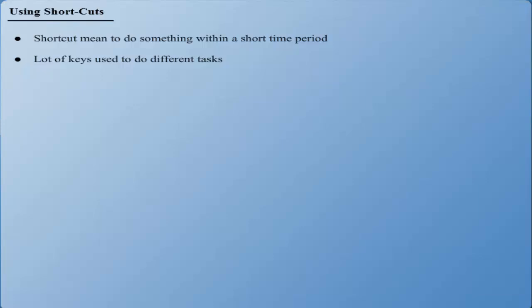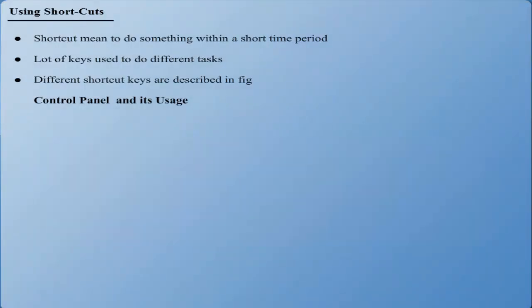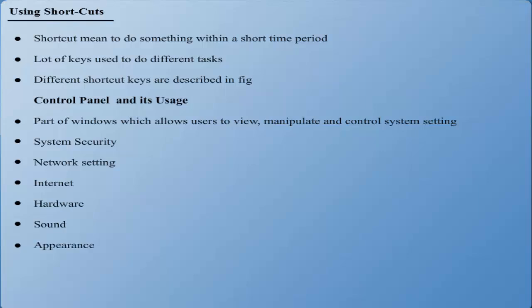Control Panel and its usage. Control Panel is basically a part of Microsoft Windows which allows computer users to view, manipulate and control system settings such as system and security, network and internet, hardware and sound, appearance and personalization, as well as user accounts, etc. In order to use the control panel, just follow these steps.